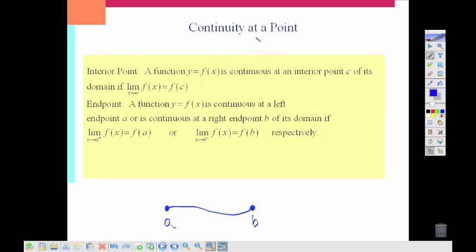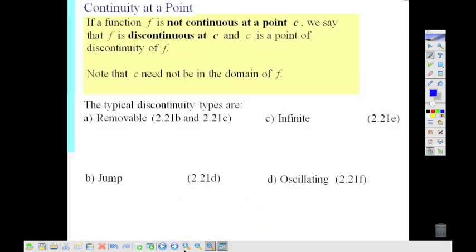Now, if we're talking about continuity at a point, one thing is that we only need to look at interior points. So if my function is only going from A to B, I would not say there's a discontinuity because I'm starting my drawing at A, I'm tracing it until B, and I'm stopping. And so there's no discontinuity on this interval because I'm not jumping to some other point. This is the complete function.